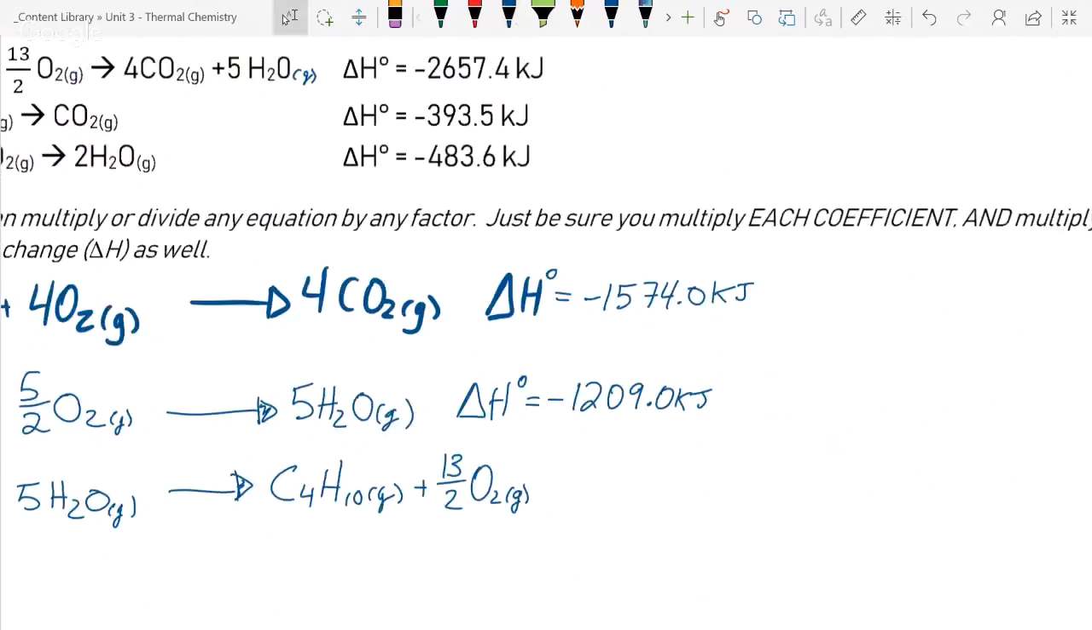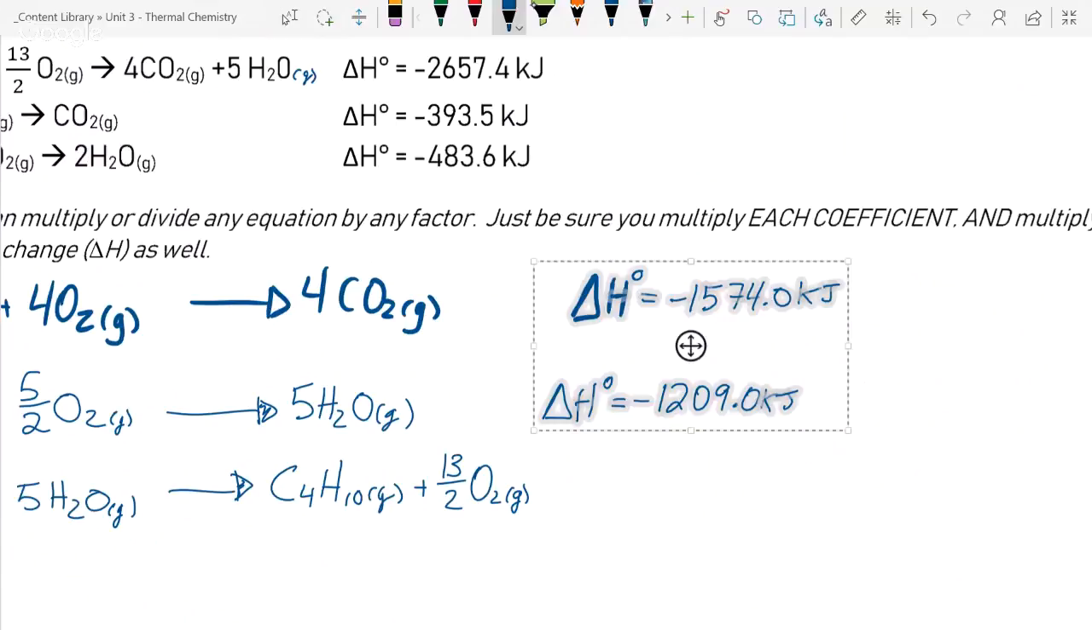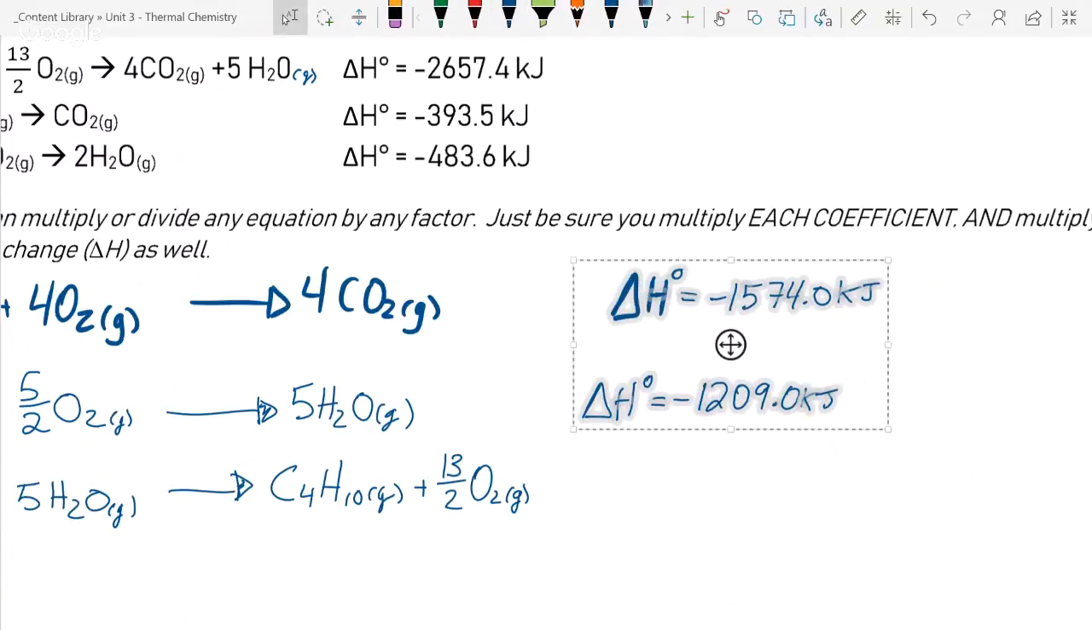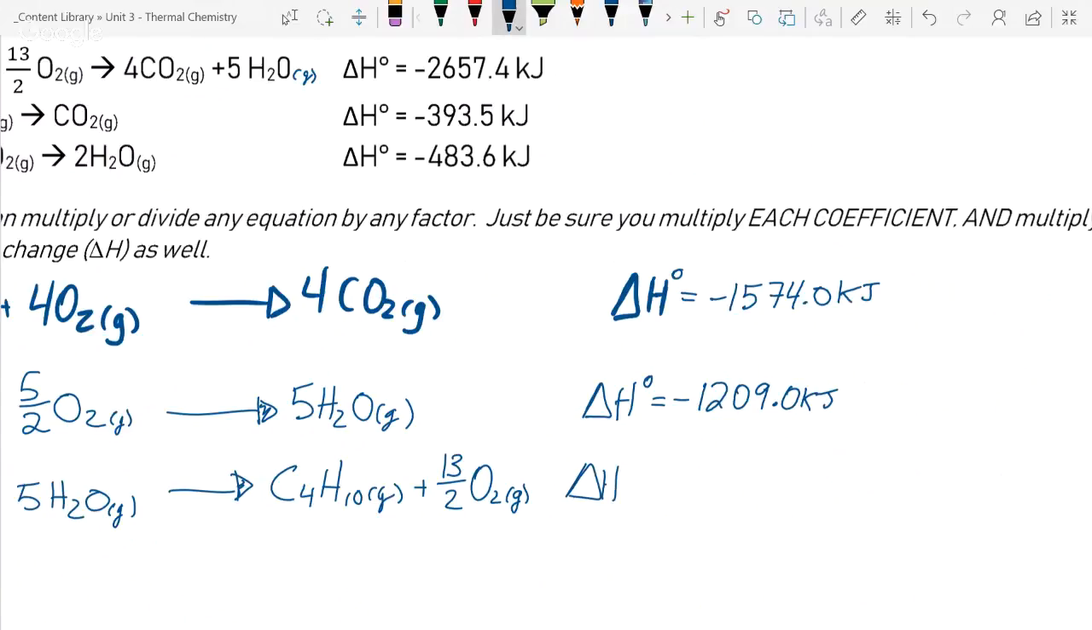Guys, if you didn't leave yourself enough room, I encourage you just to highlight these delta H's and slide them over a bit. Just make sure you've got room. You might even want to drag them down and shrink them in size a bit if you made them too big. Just think about that. Don't forget the button on your pen. That's the key. Okay. What's the delta H on this? It's going to be positive.